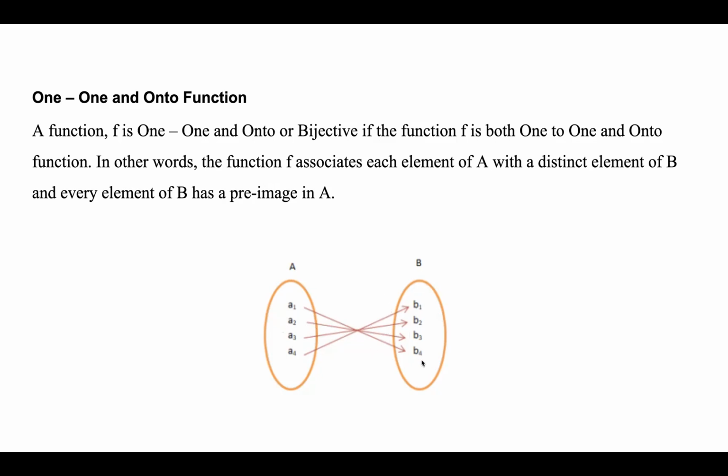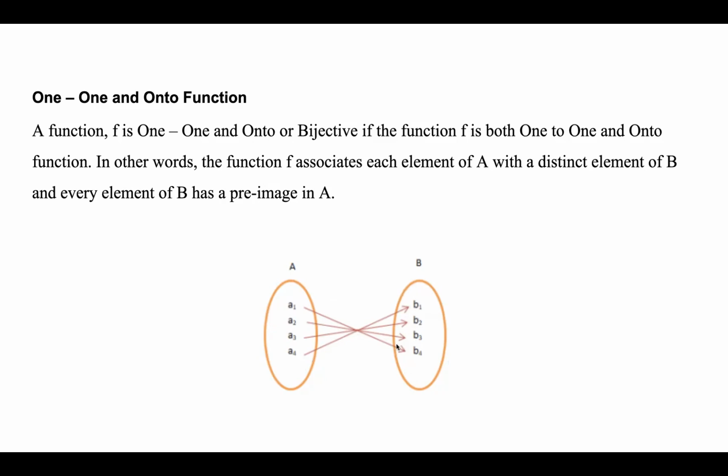Then how is it one-to-one here? In other words, the function f associates each element of A with a distinct element of B. A1 is associated to B4, A2 is associated to B3, A3 with B2 and A4 with B1. Distinct elements are there. How are the pairs? A1, B4, A2, B3, A3, B2, and A4, B1. Like these, the pairs are there.